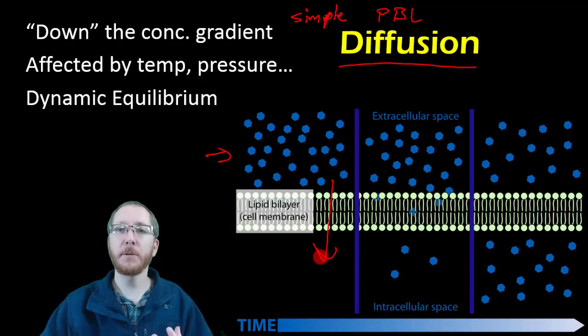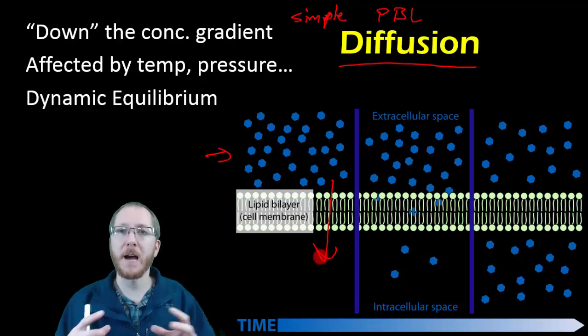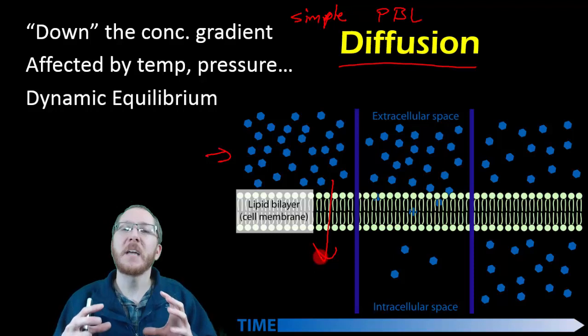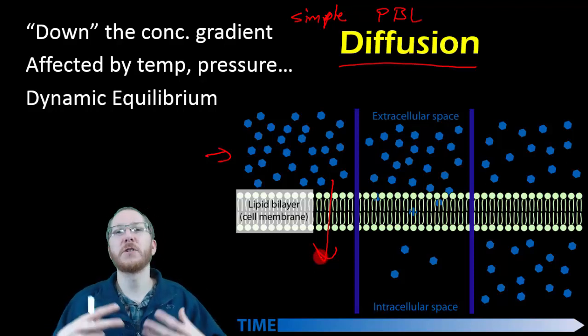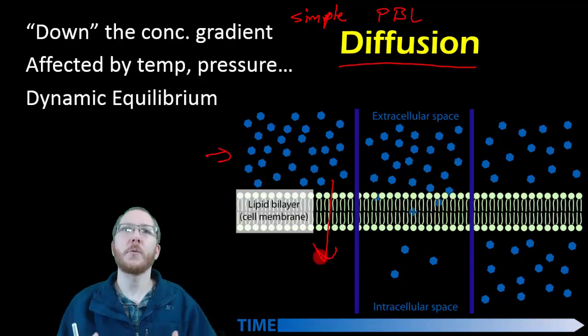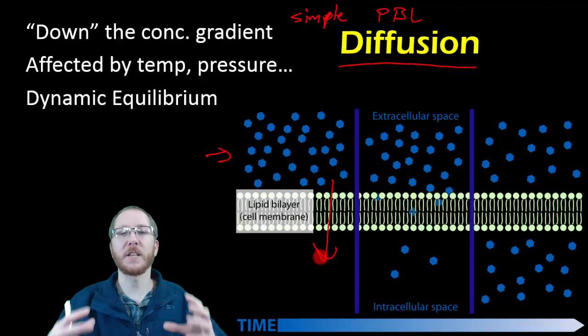Now we can speed this up if we want. If we raise the temperature, because this is due to them bouncing around and moving, raising the temperature makes them bounce around more, it makes them move faster. So it would make diffusion occur faster. We could also increase the pressure, which is going to, yet again, help them move around faster because they're going to collide more.